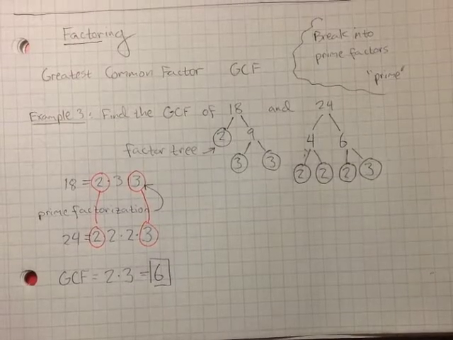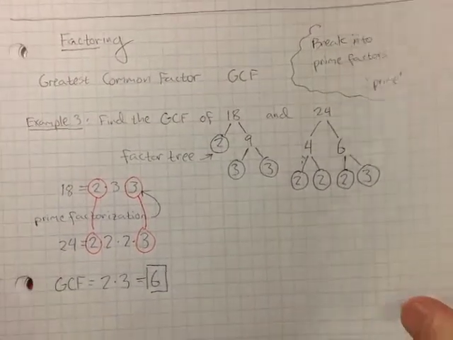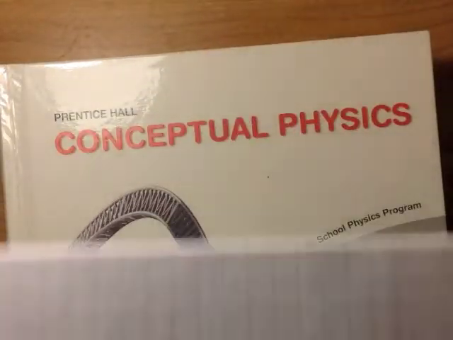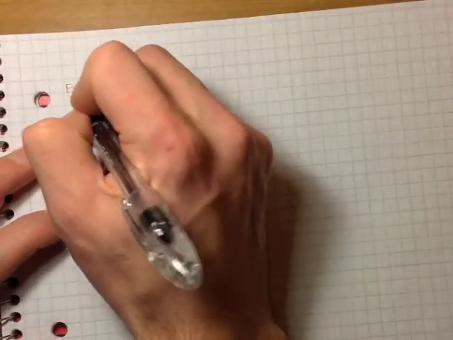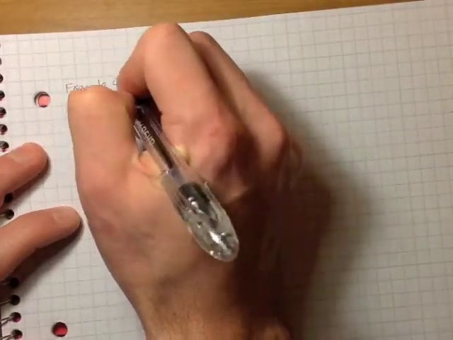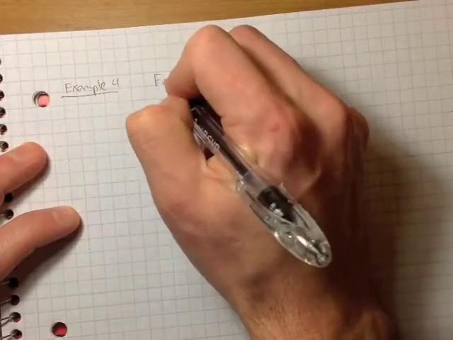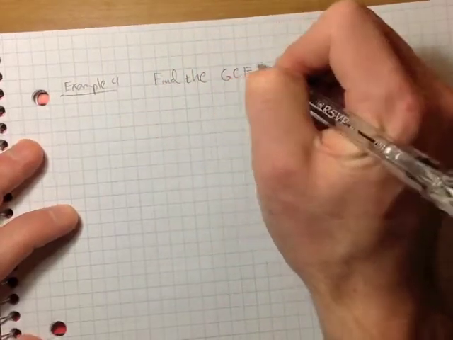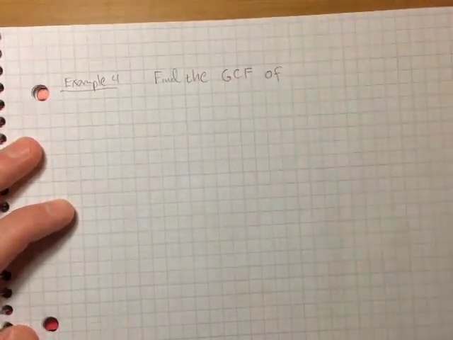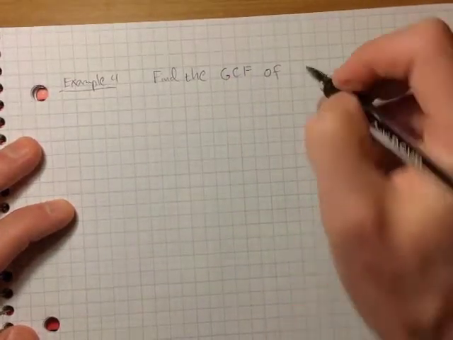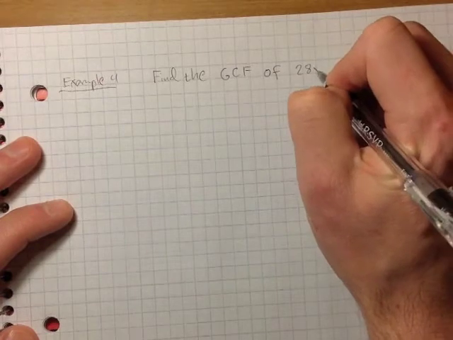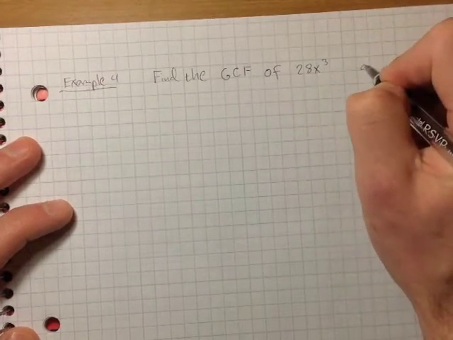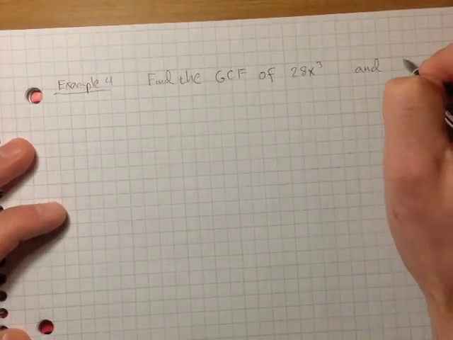Now, let's bump this up a little bit in complexity. Okay. Now what I'm going to want to do is, in example 4, find the greatest common factor of, let's say, 28x cubed and 70x.